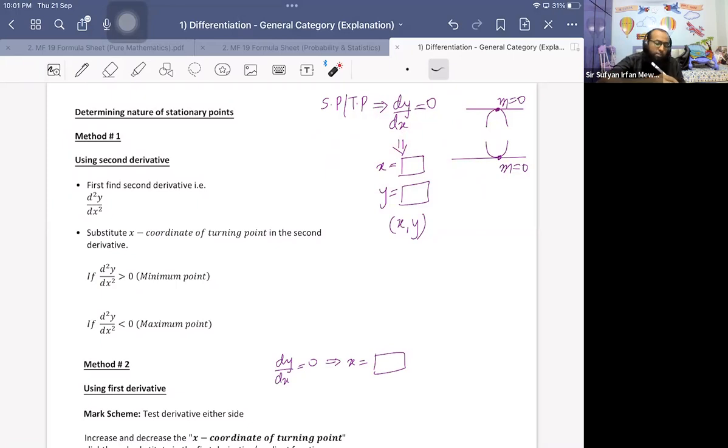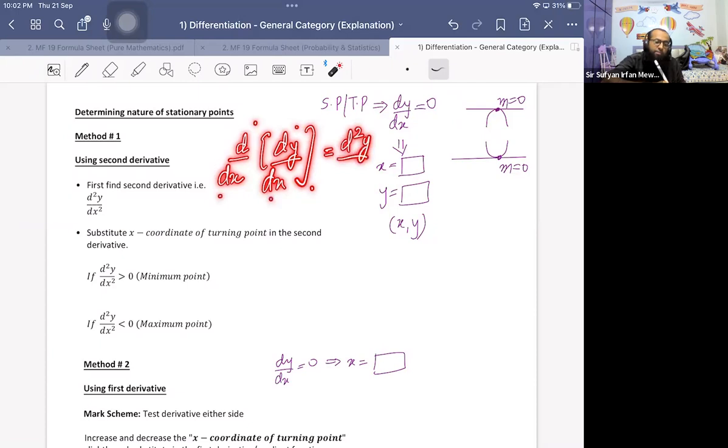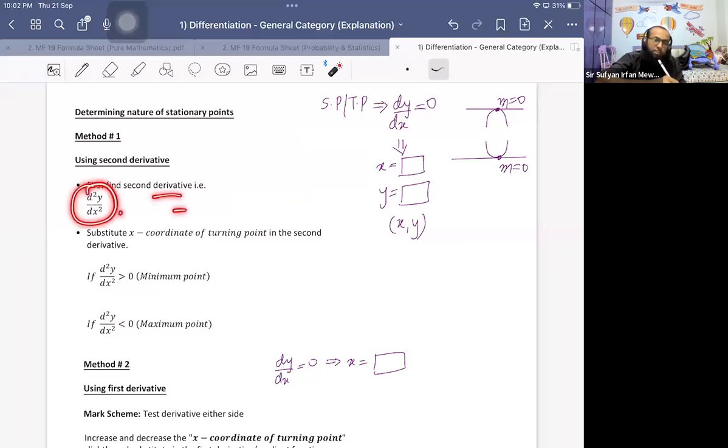That method told us to first find the second derivative. What does this mean? We differentiate dy by dx with respect to x. So d upon dx of dy by dx. d into dy will give us d squared y, and in the denominator it is dx whole squared, but we write it as dx squared. Differentiating dy by dx with respect to x gives us d squared y by dx squared. So first find the second derivative, d squared y by dx squared.